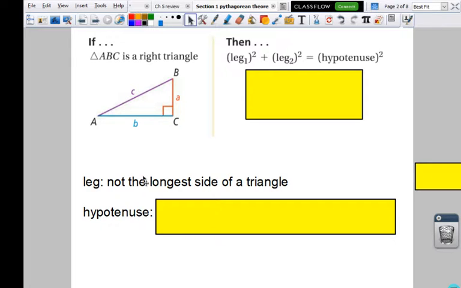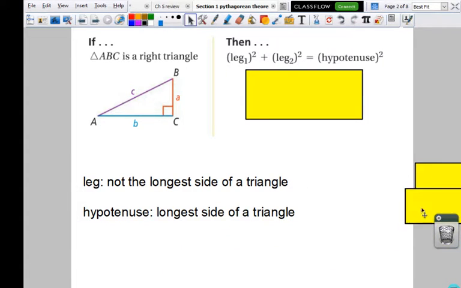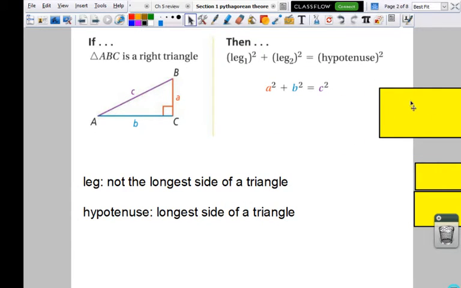We're talking about Pythagorean theorem. Alright, what we're talking about is that a leg is just not the longest side of a triangle. And the hypotenuse is the longest side. Hypotenuse is always the longest side. Legs, it doesn't really matter which is which, they're just not the longest. But for Pythagorean theorem, we don't usually say leg squared plus leg squared equals hypotenuse squared. We make it way easier and we go a squared plus b squared equals c squared.